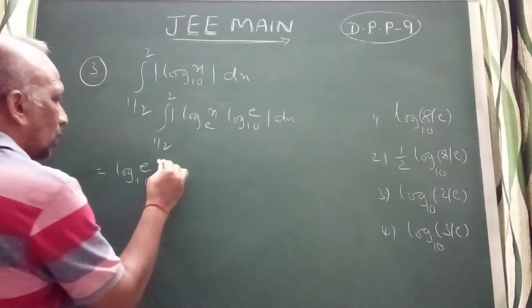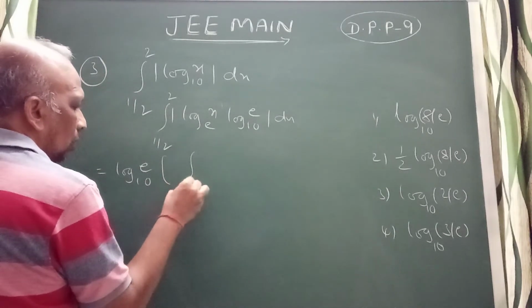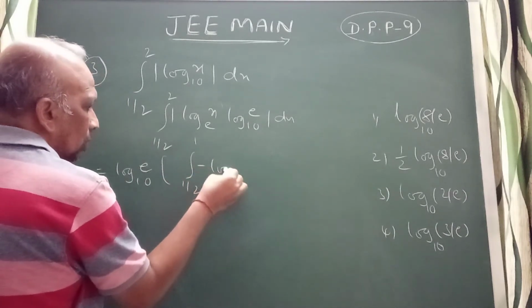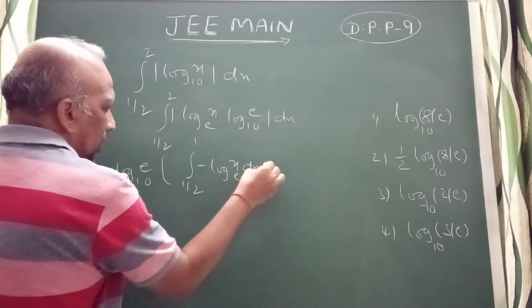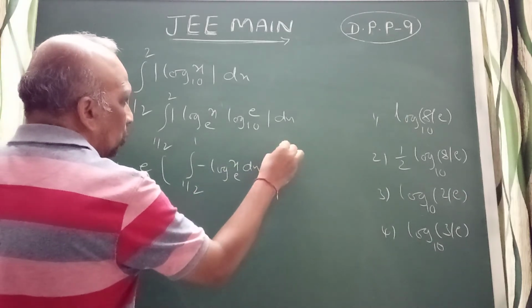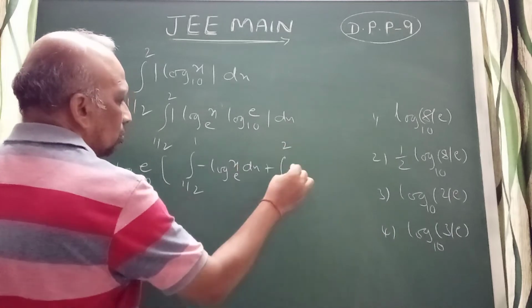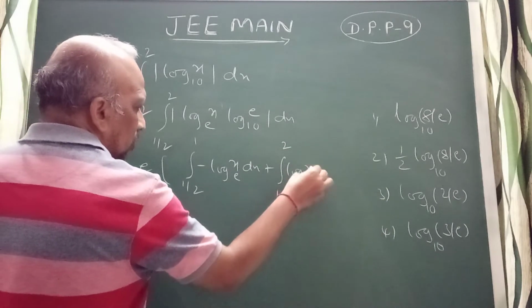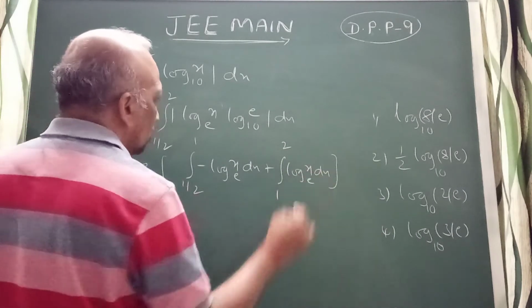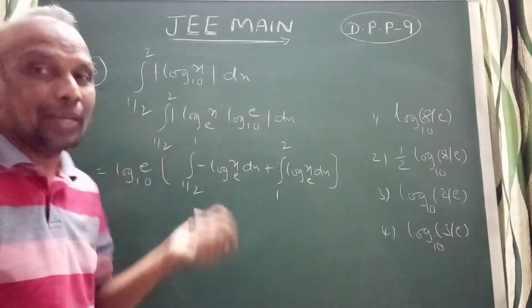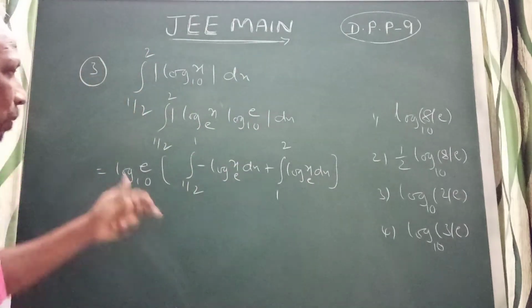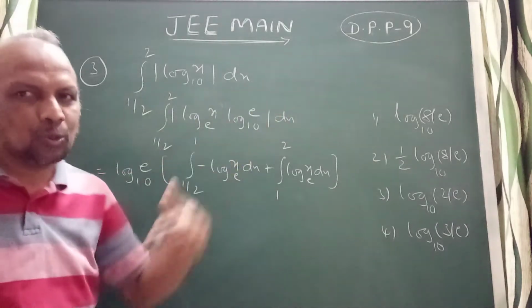So I can split this integral: from 1 by 2 to 1, minus log x base e dx, and I will write from 1 to 2, log x dx. When I have taken common, you will get mod log x base e. At 1 that will be 0, so split it into 1 by 2 to 1 and 1 to 2.